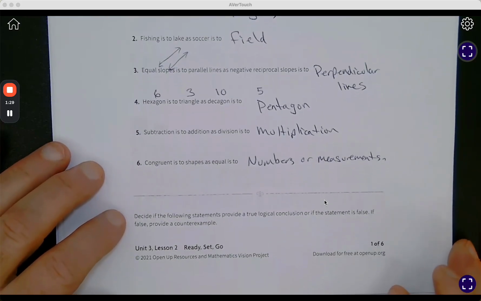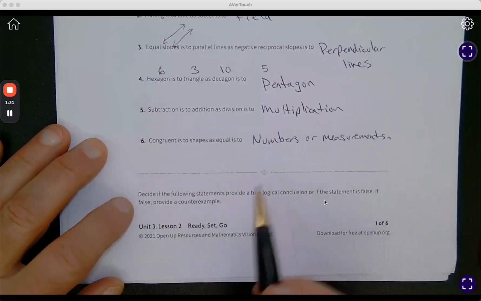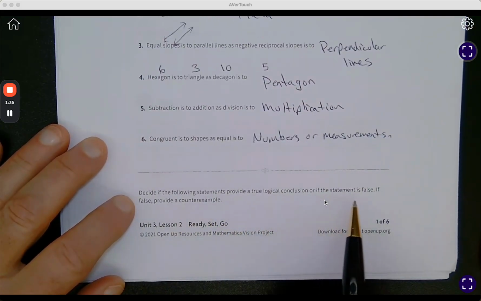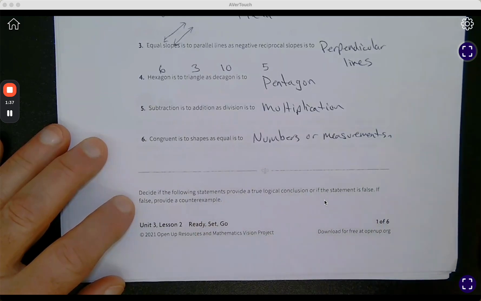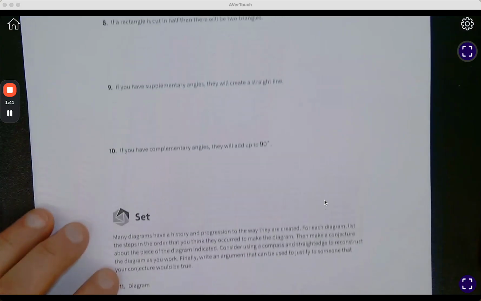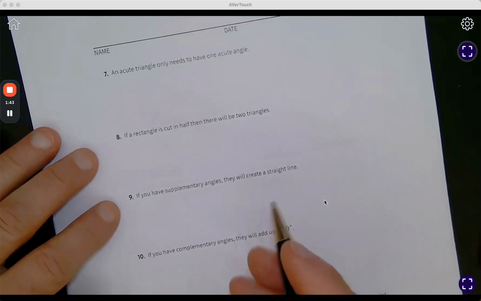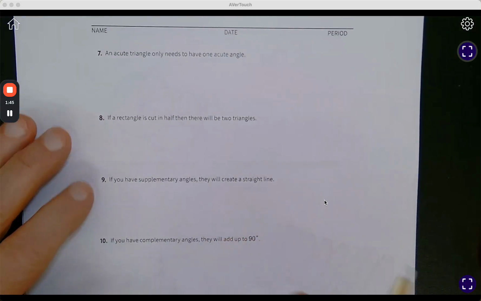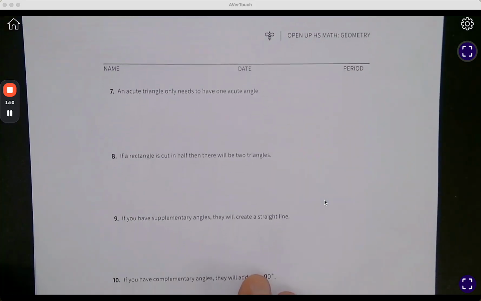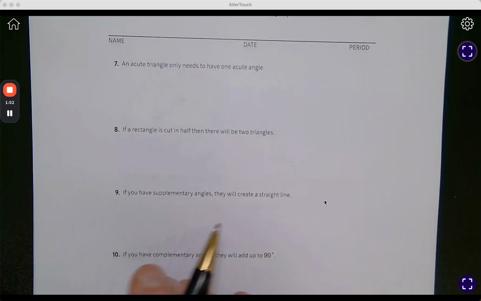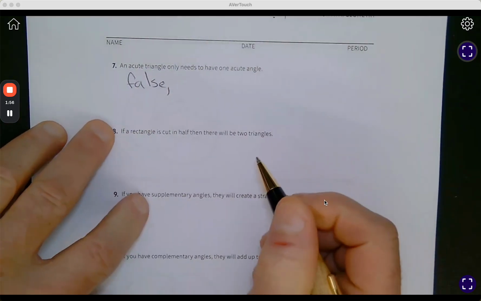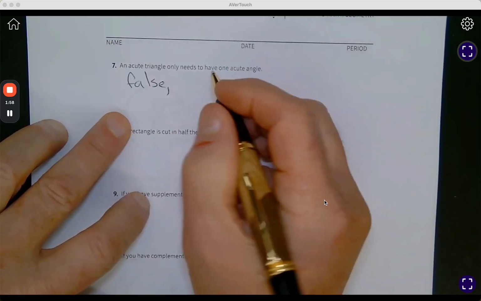Here's the directions for number 7. So let's take a look at that. Decide if the following statements provide a true logical conclusion or if the statement is false. If false, provide a counterexample. Okay, here's number 7. An acute triangle only needs to have one acute angle. Okay, that's false. That is so false. And here's a counterexample.